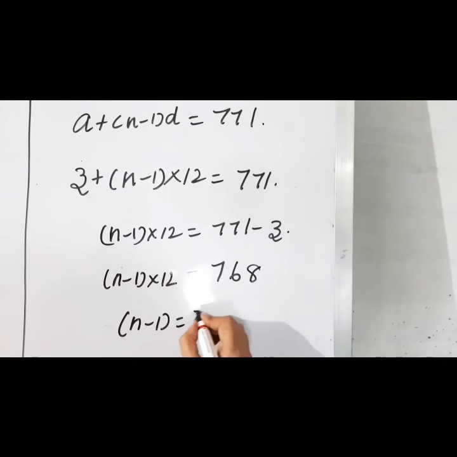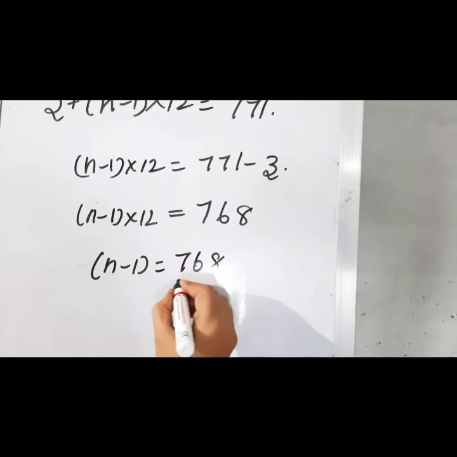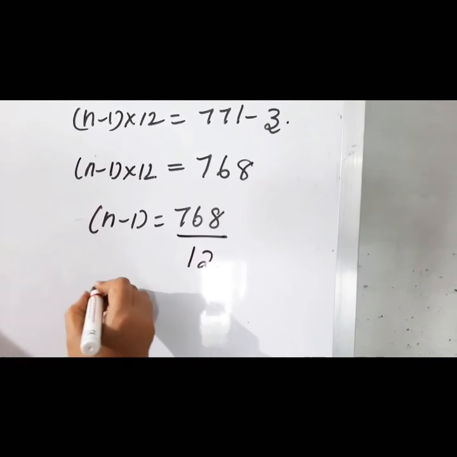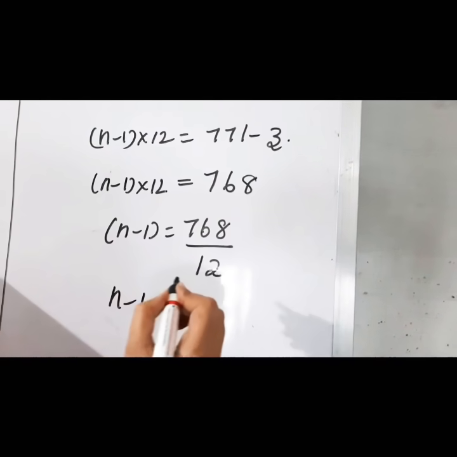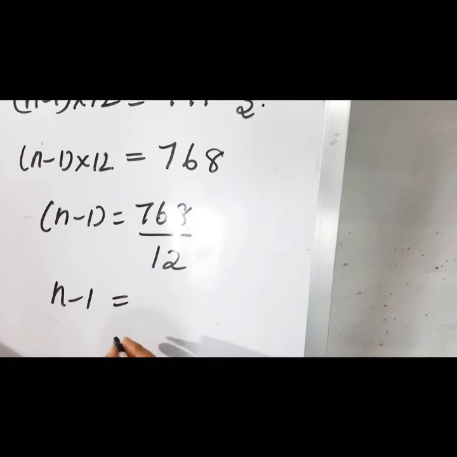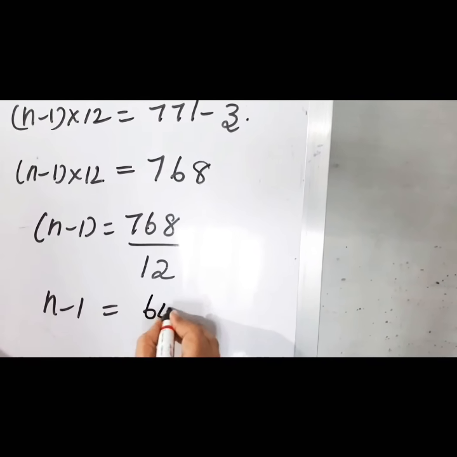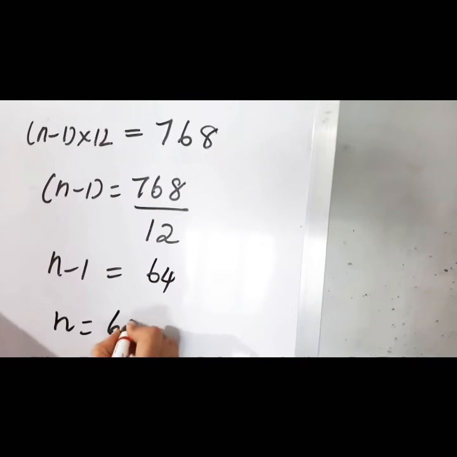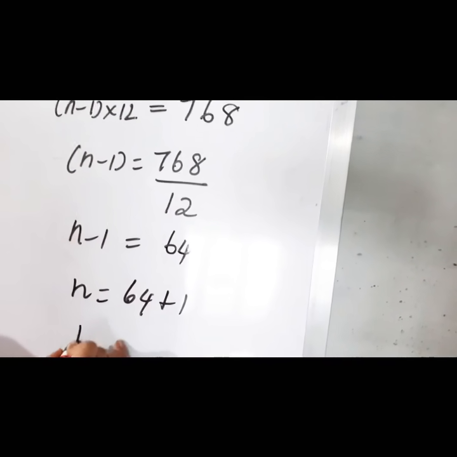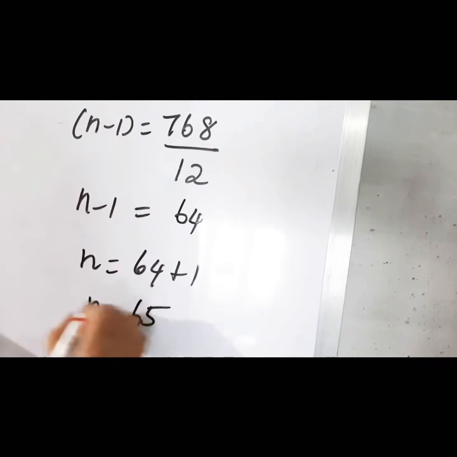n minus 1 is equal to 768 by 12. n minus 1 is equal to 64. n is equal to 64 plus 1. n is equal to 65.